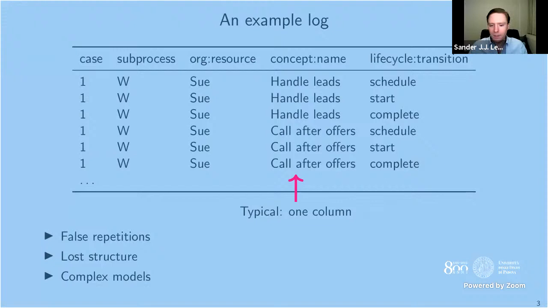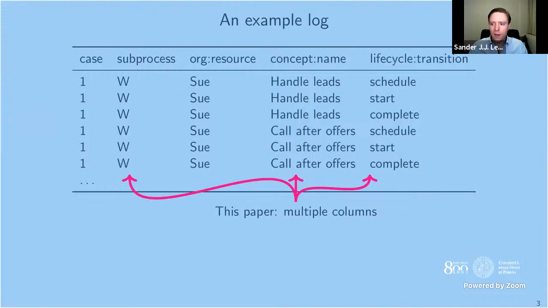So what I'm proposing today is to use multiple columns in control flow discovery and conformance checking. And we refer to that as multi-level process mining.